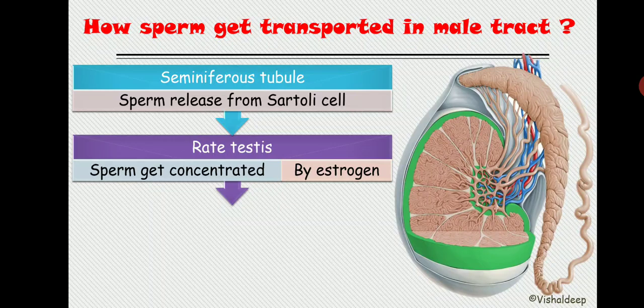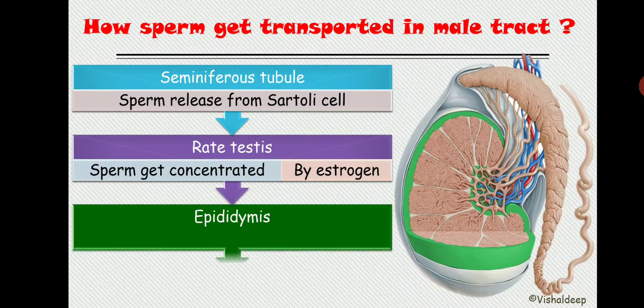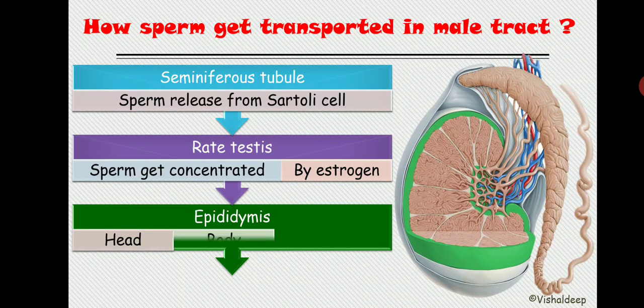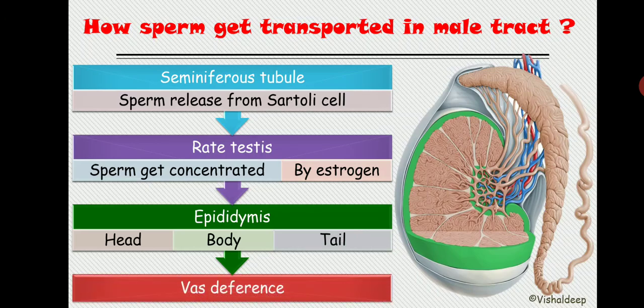After getting concentrated inside the rete testis by estrogen, the sperm will enter inside the epididymis. Inside the epididymis, it first enters the head, then the body, and finally the tail. After that, it will eventually enter inside the vas deferens. Now you might be thinking, what is the role of the epididymis? Epididymis is a big structure, head, body, and tail. So what is the role of the epididymis?